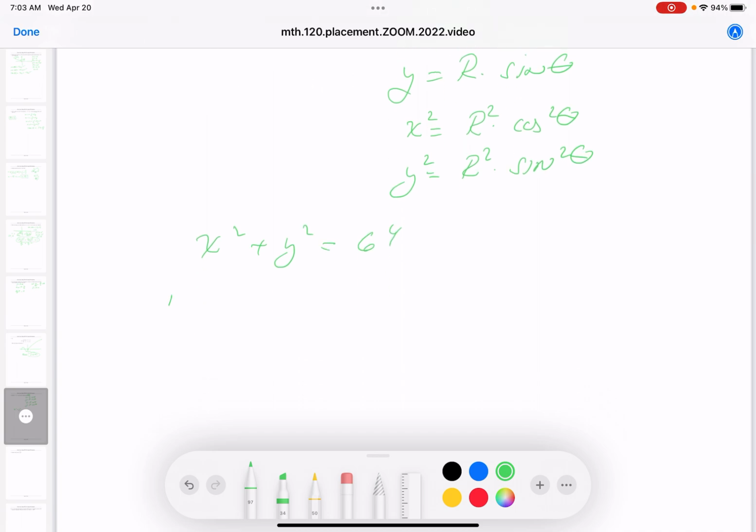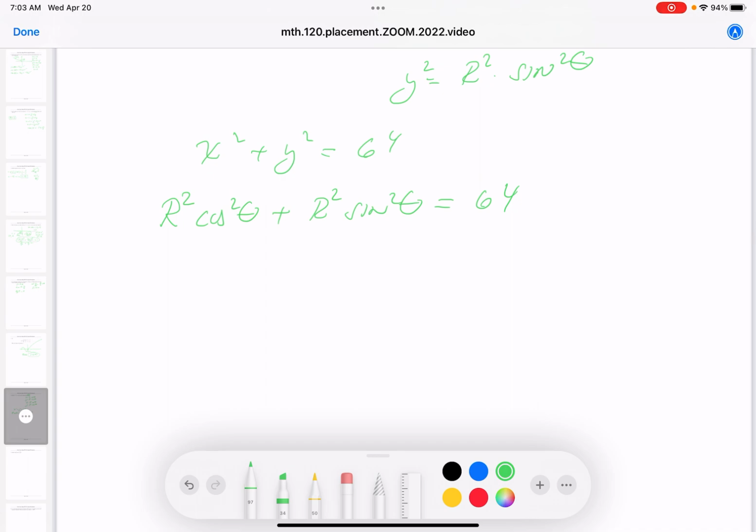Well, let's write this down. What do you get? R squared cosine squared theta plus r squared sine squared theta. And that is equal to 64. Now, of course, I'm going to simplify a tiny little bit. R squared comes out. I'm going to factor it out. And then as soon as I do that, I notice that there's a Pythagorean identity. And that Pythagorean identity is probably the most famous one we've got. It's just simply equal to the number 1. So what do I get? I get r squared is equal to 64.